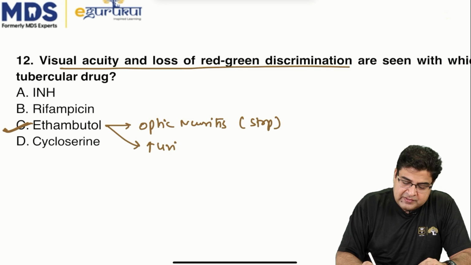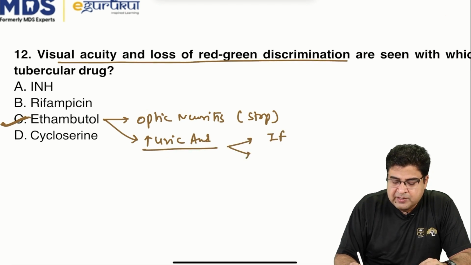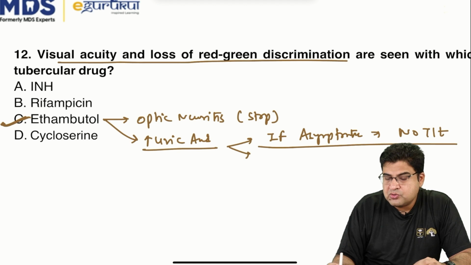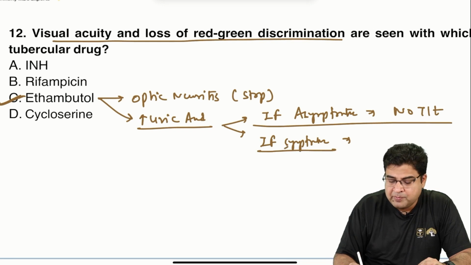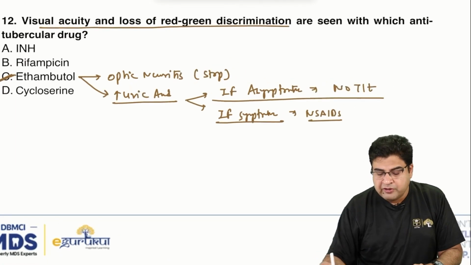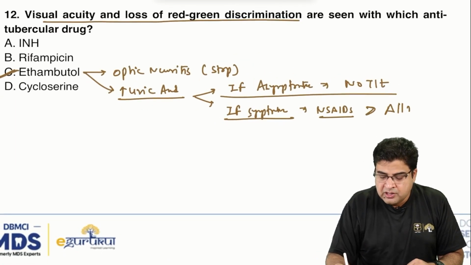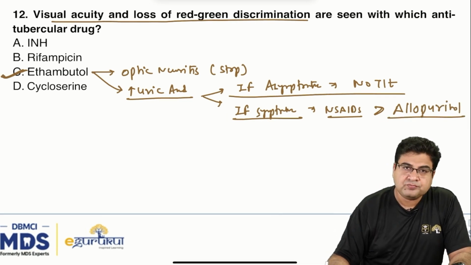Second side effect of the medicine is hyperuricemia. Now when this medicine causes hyperuricemia, if it is asymptomatic, if it is not causing any problem, then no treatment is advisable. But if it is symptomatic and can cause problems to the patient, we can give NSAIDs, we can give a painkiller to the patient, because once we stop the treatment, this will automatically reverse. In case painkillers do not work, you can also give allopurinol to the patient.